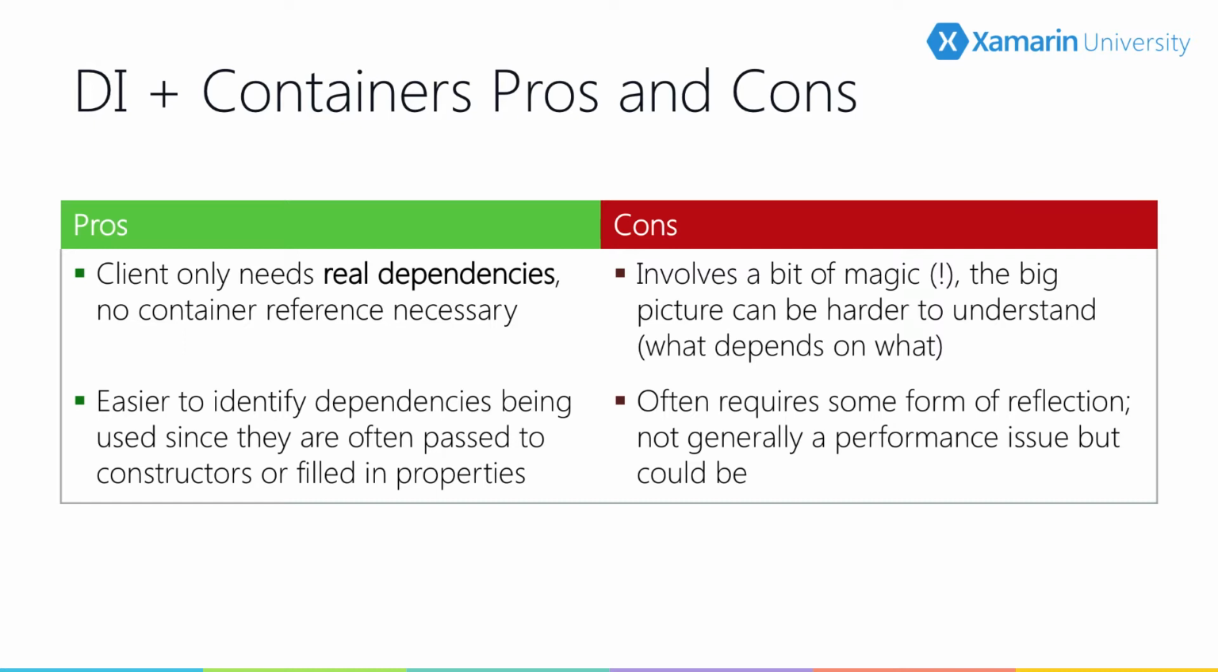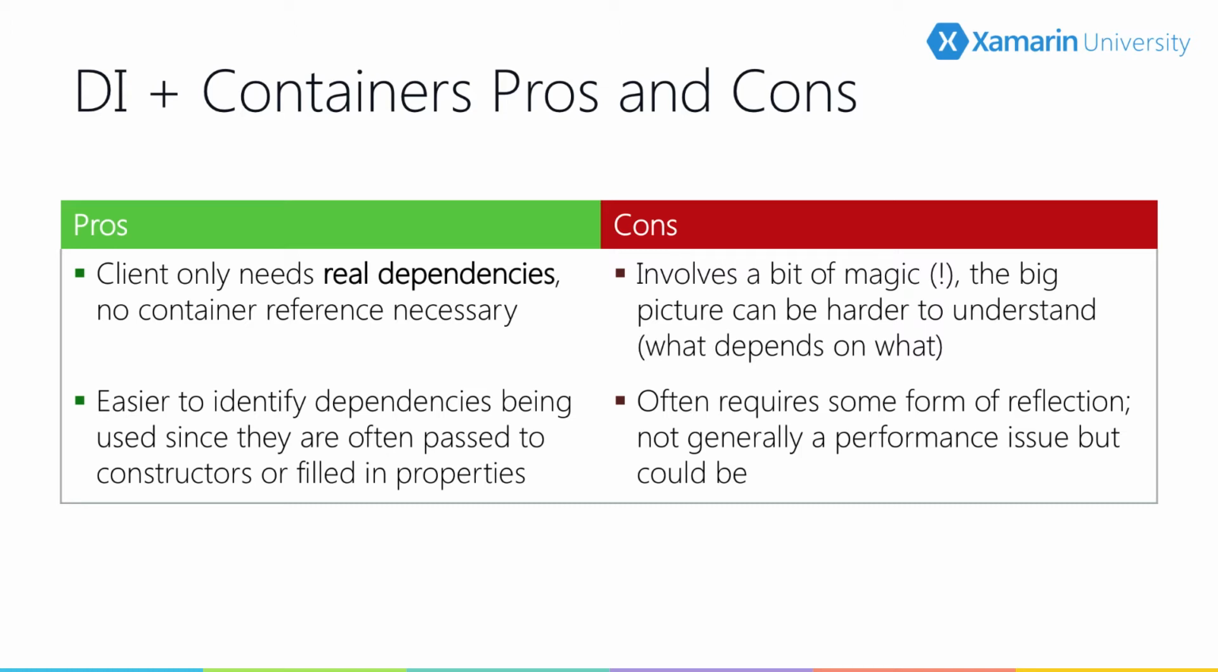In combination with IOC containers, it can be a bit tricky again. Because depending on how smart the container is, it can be hard to figure out where a dependency is actually coming from. It can happen that you right-click on some class, some type in Visual Studio, and you look for references, and you don't find anything. And it might be tempting to maybe even delete that type. Well, then your build will fail.